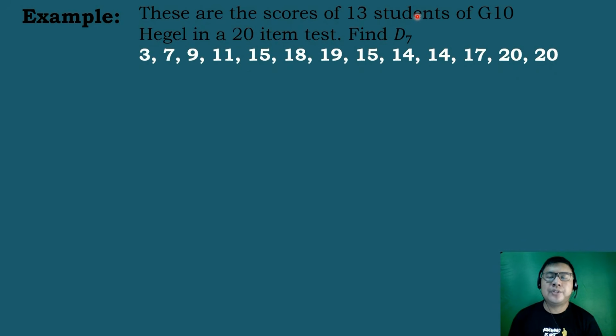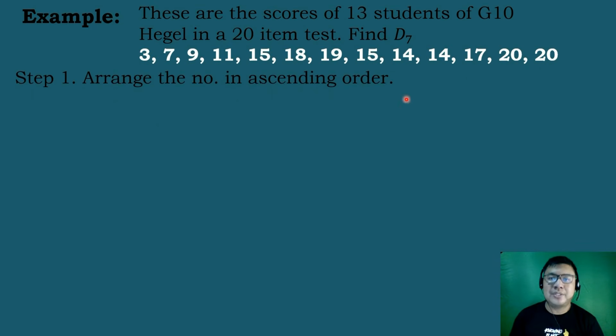These are the scores of 13 students of Jiten Hagel in a 20-item test. This time, let's try to find the value of Decile 7 using the given scores. And the first step is to arrange the scores from lowest up to the highest score.